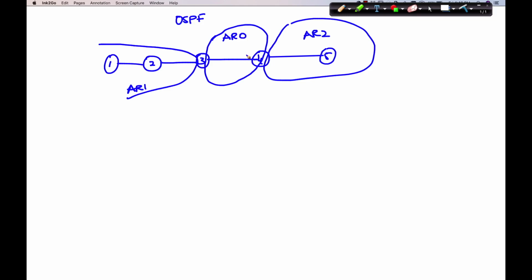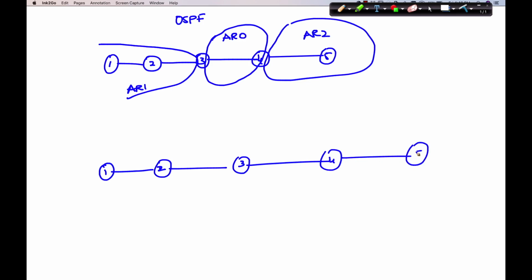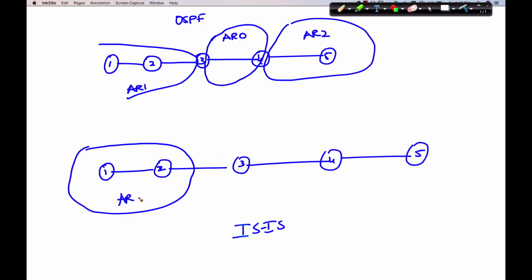The entire router belongs to an area. It's not per interface. So a representation of an ISIS implementation would be, again, maybe I have router 1, which connects to router 2. Then I have router 3, router 4, and maybe router 5. Now this is going to be an implementation of ISIS. Let's assume that router 1 and router 2 belong to area 1. So the entire router, all the interfaces, belong to an area. This would be area 1.